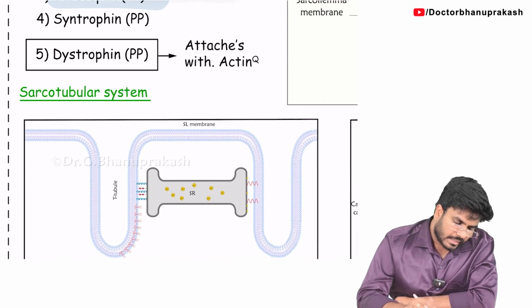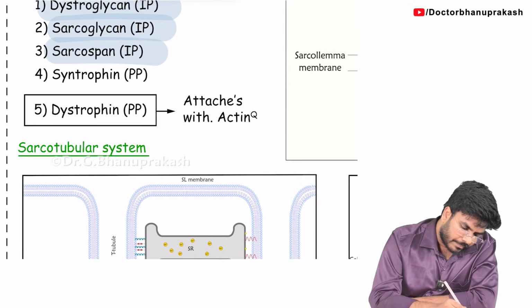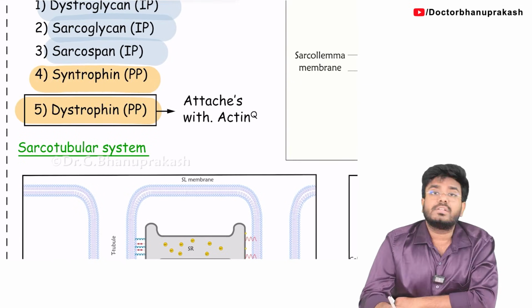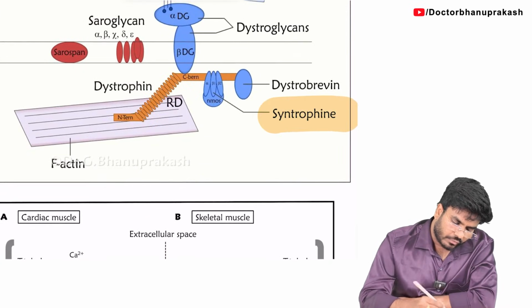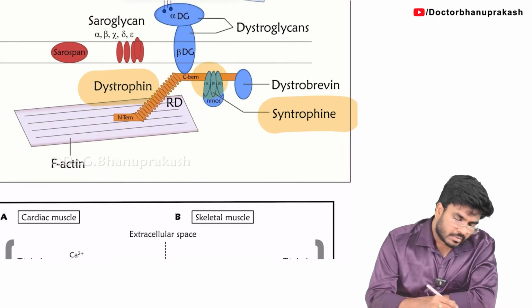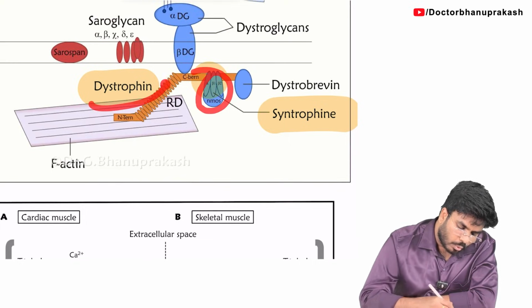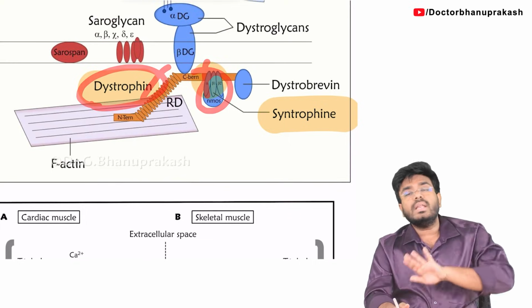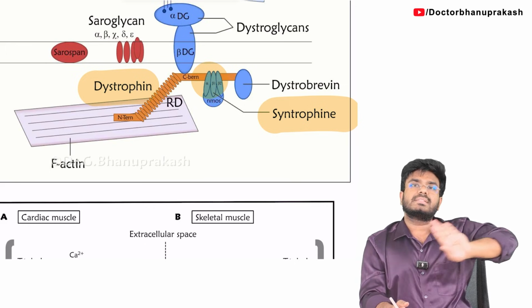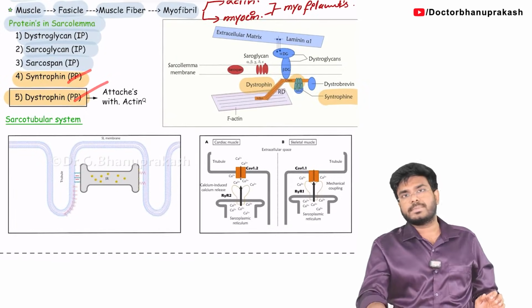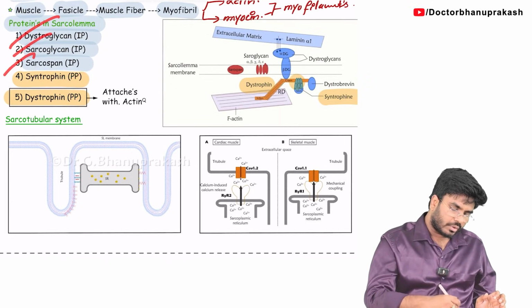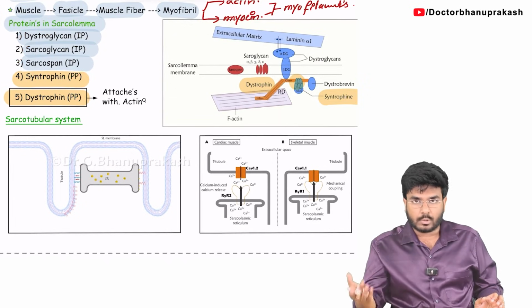Next, there are two proteins which I am highlighting in a different color. What are they? Syntrophin and dystrophin. You can very clearly see here there is syntrophin and here there is dystrophin. They are present only towards the inside of the cell membrane. They are attached only to one side of the cell membrane, only inside. So they are called peripheral proteins. This is what I want you to know, the five important proteins: dystroglycan, sarcoglycan, sarcospan.